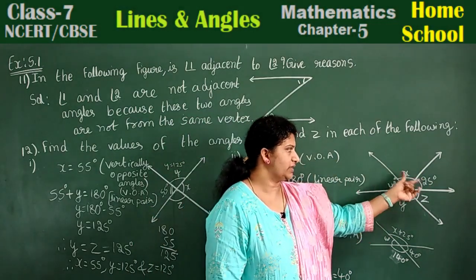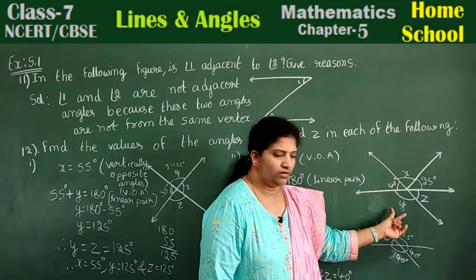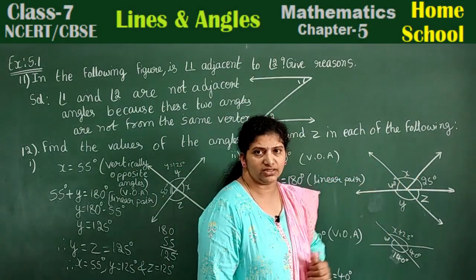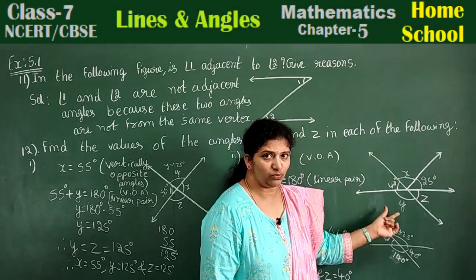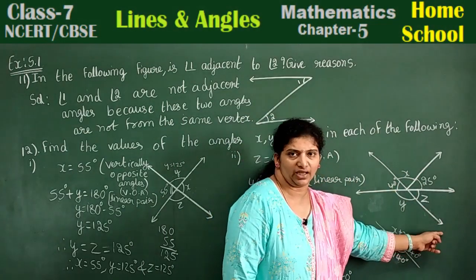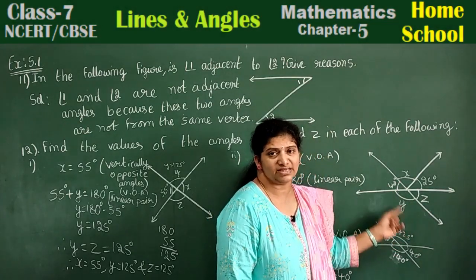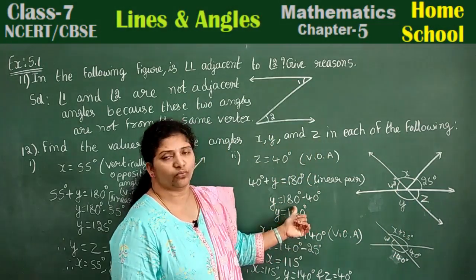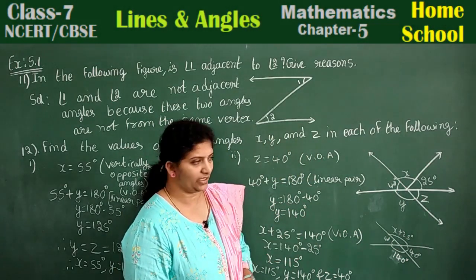The next step, these two I have added and this is equal to y. But I should know y. Instead of equating this y to this, I should know at least y or x. Let us calculate y by taking this right line. 40 degree plus y, by linear pair, I say this sum is equal to 180 degree. y is equal to 180 minus 40. y is equal to 140 degree.